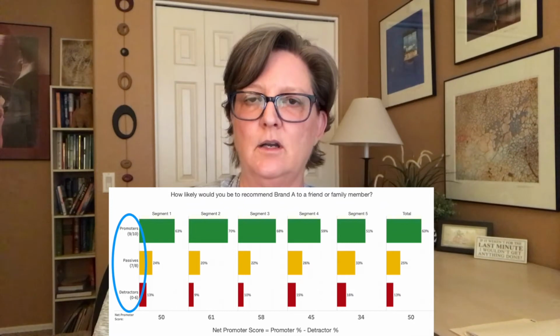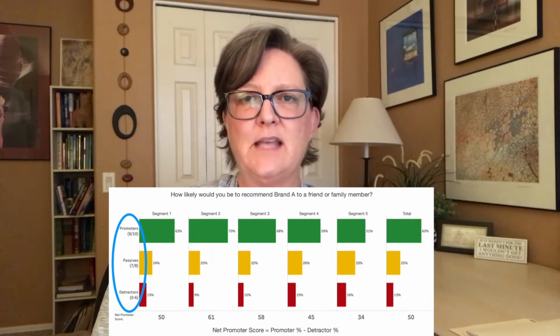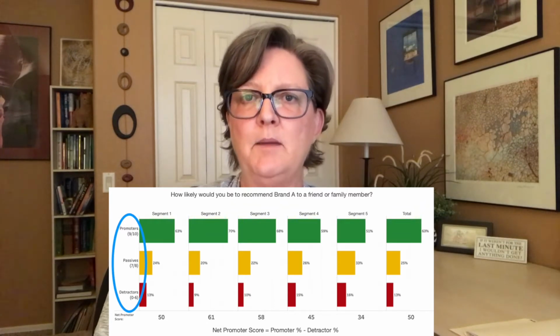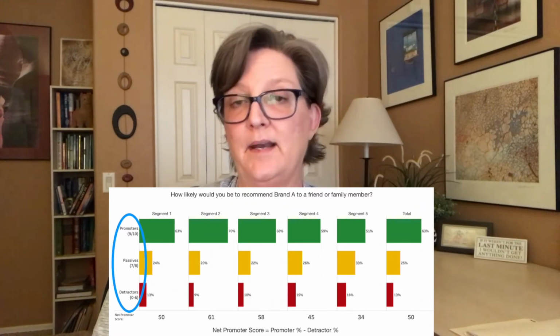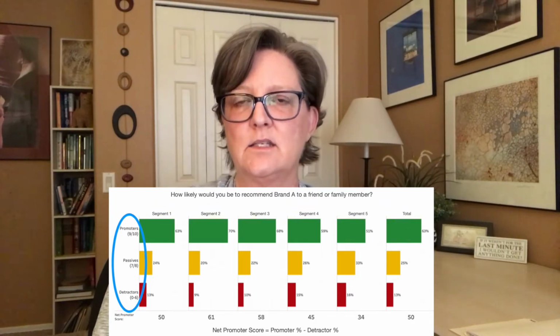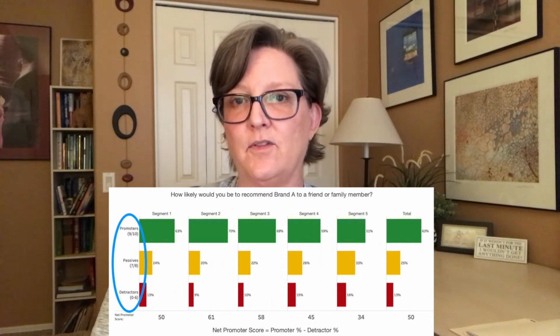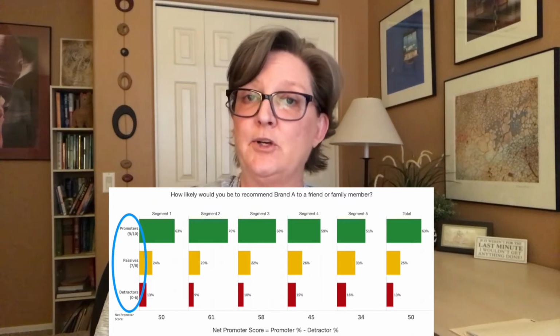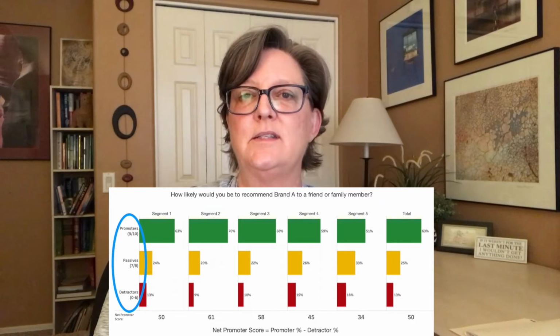These folks are probably very satisfied with their experience with you, but aren't racing around talking about you and might be more susceptible to competitive offers from other companies. And then 0 to 6 is considered detractors. These are folks who, if they say something about your company, it might not be very nice. Their experience has not been as good.